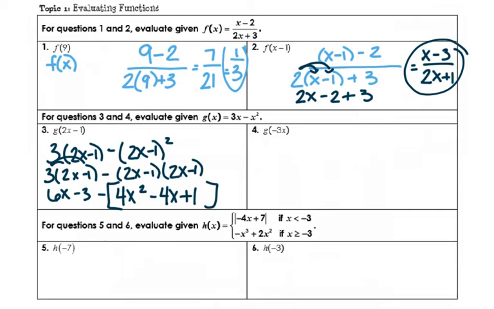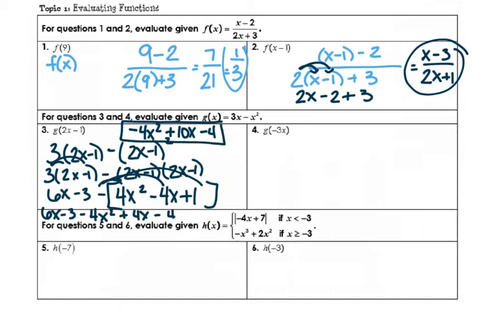Now I have to distribute this negative to everything in the parentheses. I have run out of room. Sorry about this. When I distribute it, this is what I get. And then I'm going to get my like terms together. So my final answer is going to be -4x squared plus 10x minus 4. If you need further information, you can send me a message.